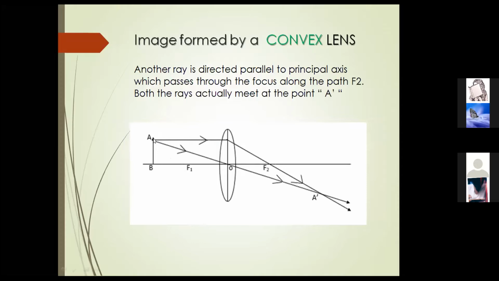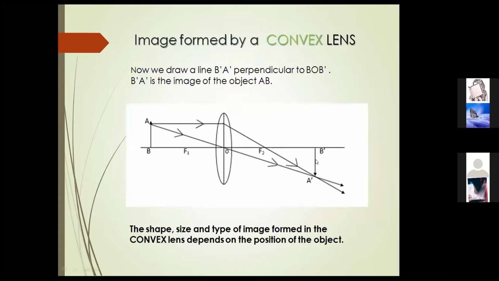Another ray is parallel to the principal axis. After refraction, it goes through the principal focus, and they meet at this point. These two rays, the one going through optical center and the one that after refraction goes through focus, are meeting at this point A dash. So if we draw a line perpendicular from A dash, we will get this image B dash A dash. This is our required image.